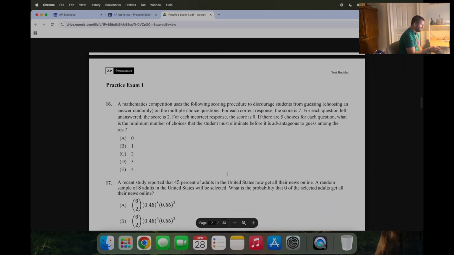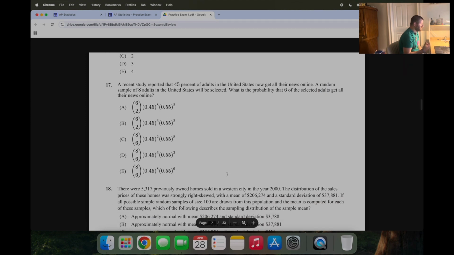These are all probability and tree diagrams. Okay, let's look at number 17 for probability here. A recent study reported 45% of adults now get their news online. Notice the difference for this one is I saw all the answer choices. I saw they were all in the binomial formula.